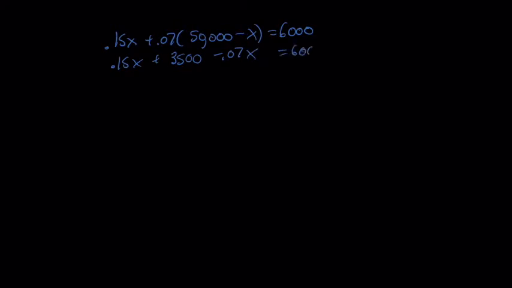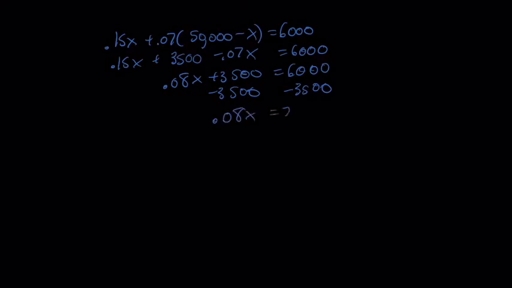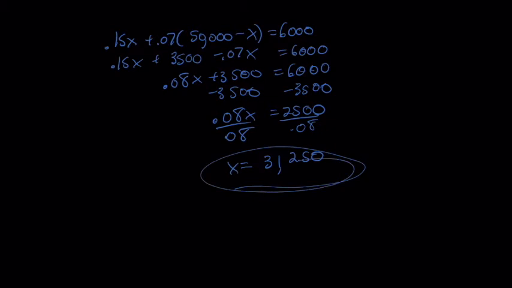Now we can go ahead and combine like terms. 0.08x plus 3,500 equals 6,000. I subtract 3,500 from both sides. That gives me 0.08x equals 2,500. I divide both sides by 0.08, and I get x equals 31,250. So this was the amount of money invested in B bonds. So there was $31,250 invested in B bonds.